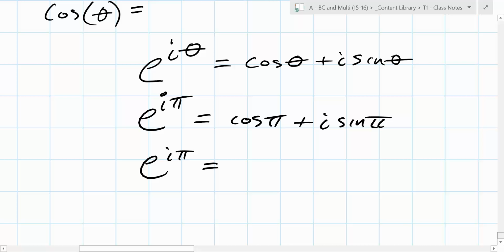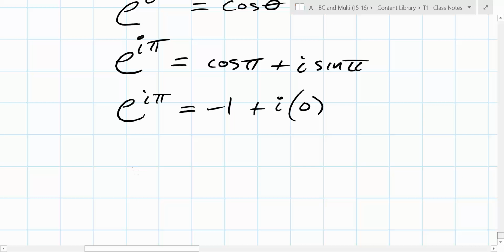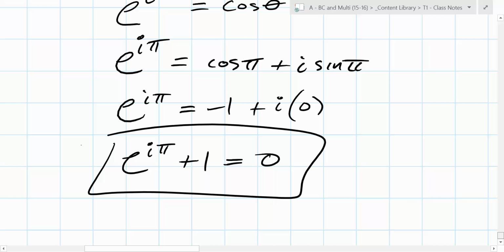What's cosine of pi? 1. Really? Negative 1. Thank you. What's sine of pi? 0. So, what do you end up with? E to the I pi plus 1 is equal to 0. That's where it comes from.